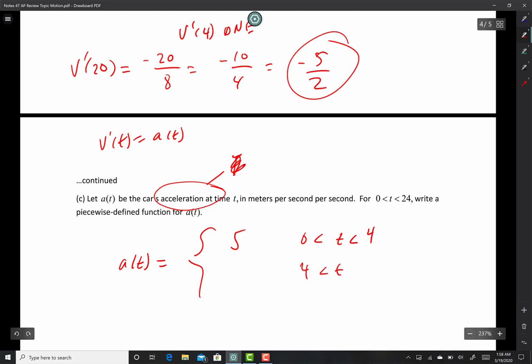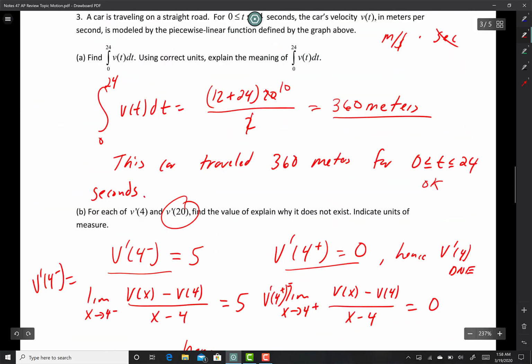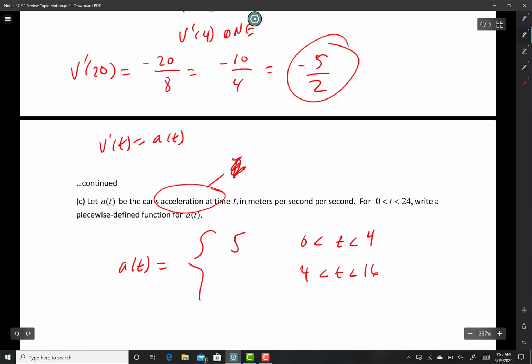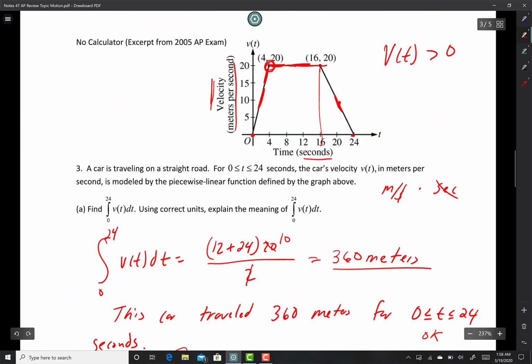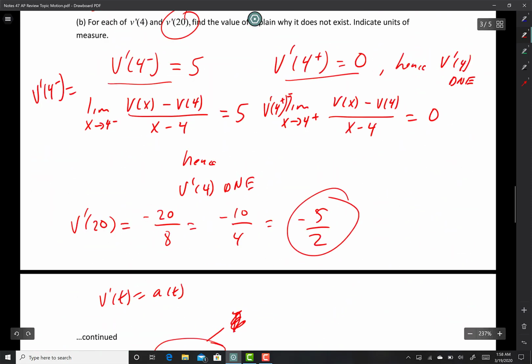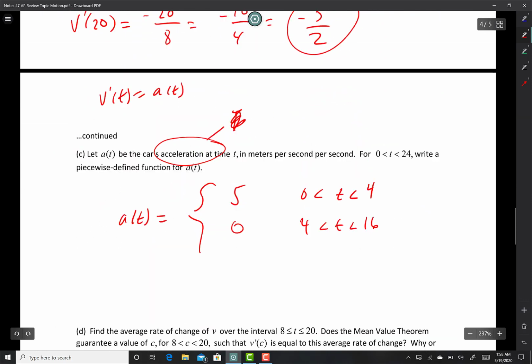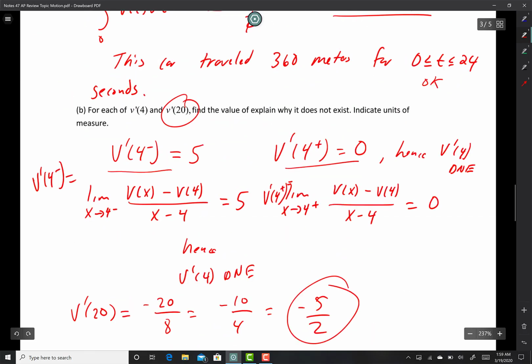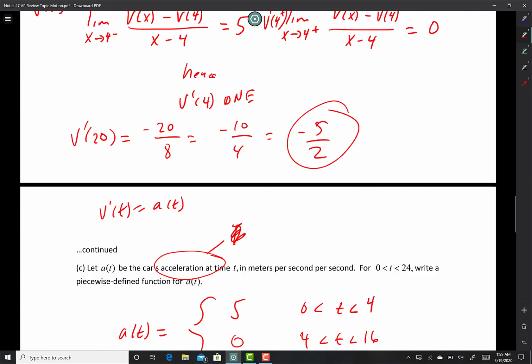Between 4 and 16, it's 0. Why is it 0? Because I just have a flat line. I just have a horizontal line right there, guys. And the derivative of that line, or the slope, is 0. So that means my derivative is 0. And for the next one, it's negative 5 halves. And that happens between 16 and 24.